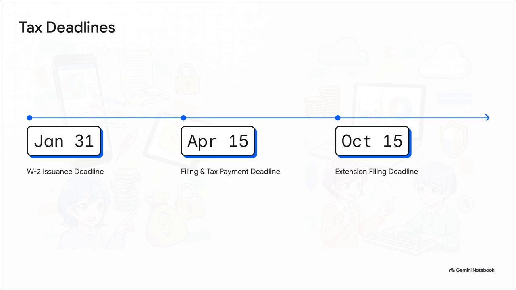Employers have to issue your W-2 by January 31st. Then, April 15th is your big deadline for both filing your return and paying any taxes you might owe. Now, the crucial point here is this. While you can totally get an extension to file your return until October 15th, your actual tax payments are still due in April. The extension is just for the paperwork, not the payment.